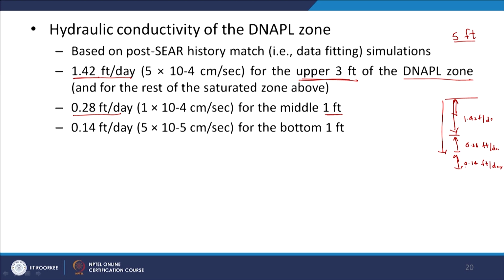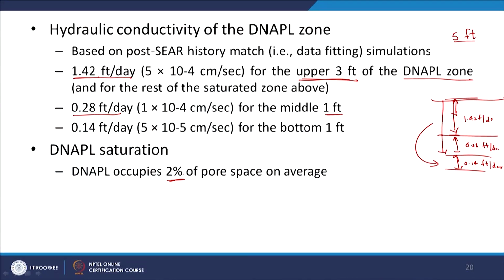So compare this particular 1 foot to the top zone: the hydraulic conductivity is almost 10 times lesser than what it is in the top 3 feet. As you know, the deeper this DNAPL permeates into the relatively less permeable zones, the more difficult it is obviously going to be to remediate the site. So let us move forth. On DNAPL saturation, in this case they are looking at 2% of the pore space on average. Keep in mind that it is on average.